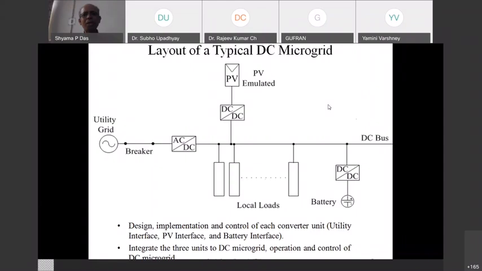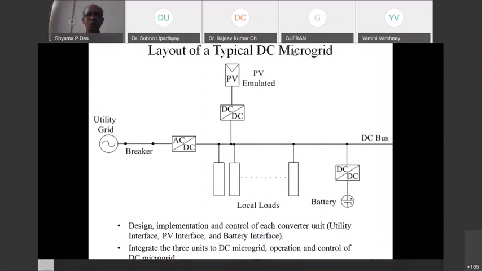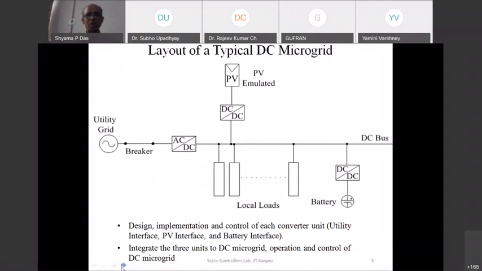Nowadays, the loads can be entirely DC, starting from the illumination load to motor loads. We can have brushless DC motors, which can be used in fan and pump applications. Even for air conditioners, we can use the BLDC motor, brushless DC motor. So the loads can be entirely DC. I mean, all types of load can be converted to DC loads. So we are talking about a DC utilization system. So we have to integrate all these things, the utility interface, the PV interface, and the battery interface, and control them in a coordinated manner to have a stable DC microgrid.